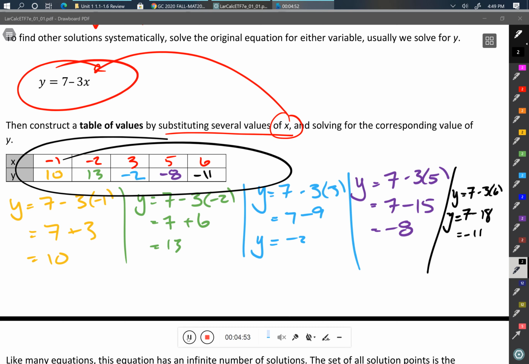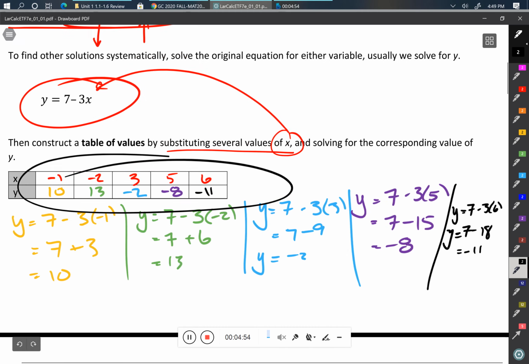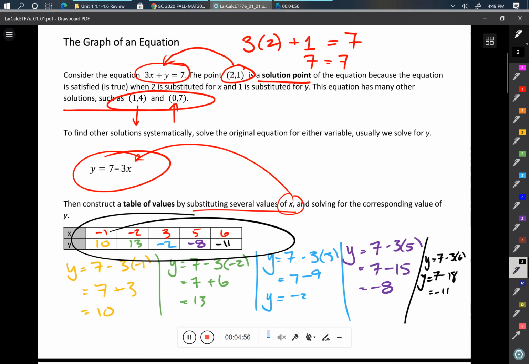Okay, so let's review what we've taken a look at so far. The graph of an equation. The graph of an equation is a collection of points that are solution points. So what's a solution point? It's an ordered pair of values to represent the variable values that make the equation a true statement.